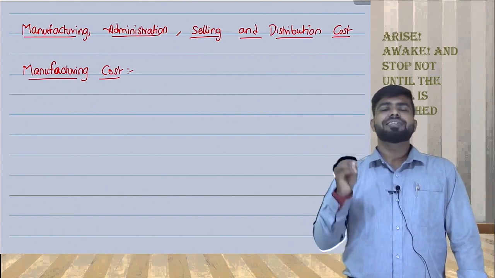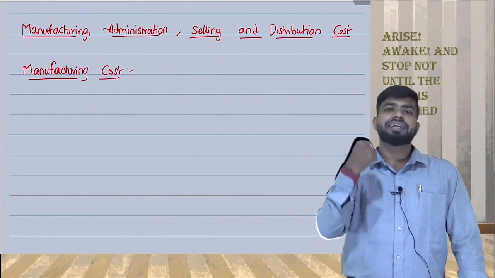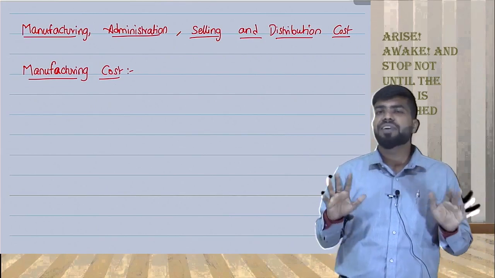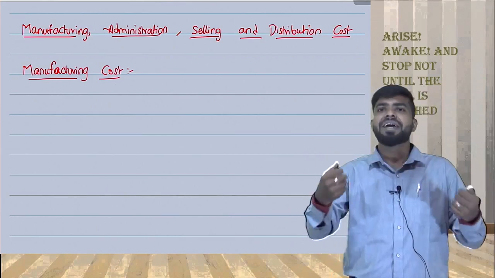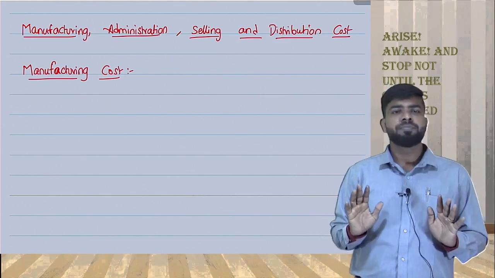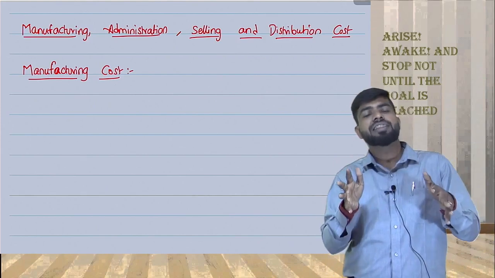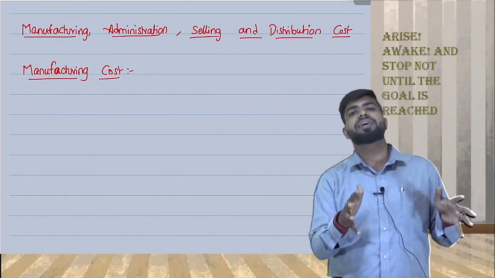The expense incurred at the factory, all the expense incurred at the factory, will be considered as the manufacturing cost. It might be any kind of expense, whatever the amount that we are spending at the factory will be considered as the manufacturing cost. Please understand, generally our cost accounting focuses more on the manufacturing industries.